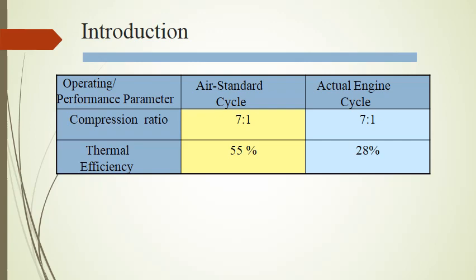And this shows that for the compression ratio of 7:1, both the cycles have been compared. The air standard cycle shows the efficiency of 55%, whereas the actual engine cycle is just around half of the thermal efficiency which was there for the air standard cycle. So now you can understand the great gap between the air standard cycle's efficiency and that of actual engine cycle.